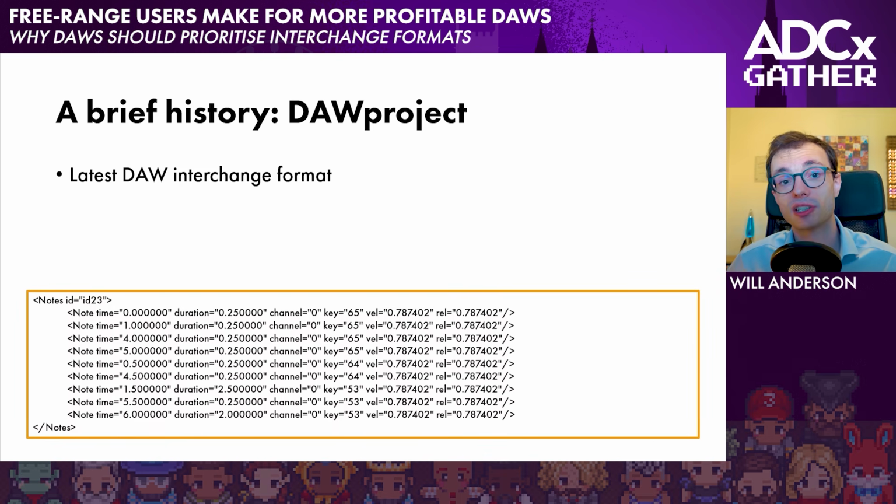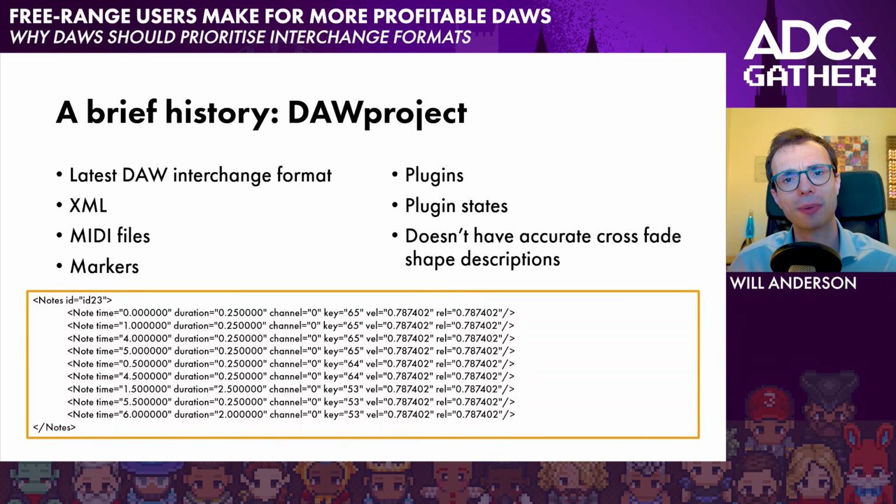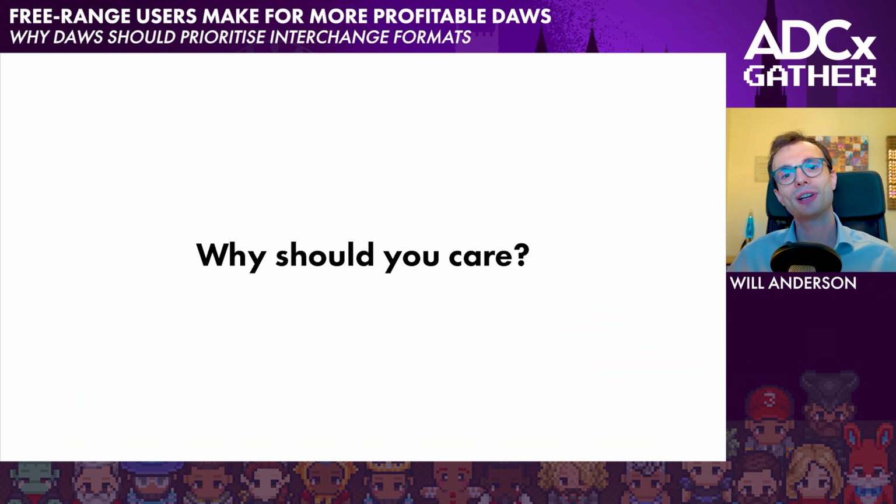Having been released in 2023, it aims to be a more complete DAW interchange format. It's an XML-based solution, and has support for MIDI files, markers, and even track colors, and crucially, plugins and plugin states. It leaves out some of the really accurate crossfade descriptions from AES-31, but it adds elements that are more widely important. So, now you're incredibly well aware of what a DAW interchange format is, why should you care?